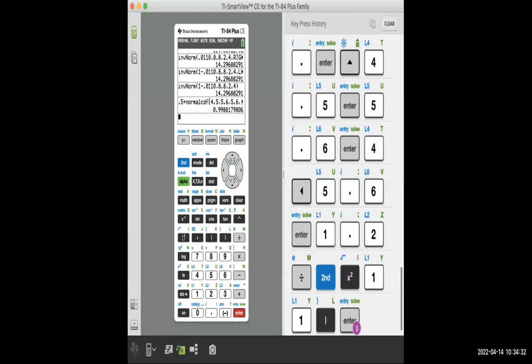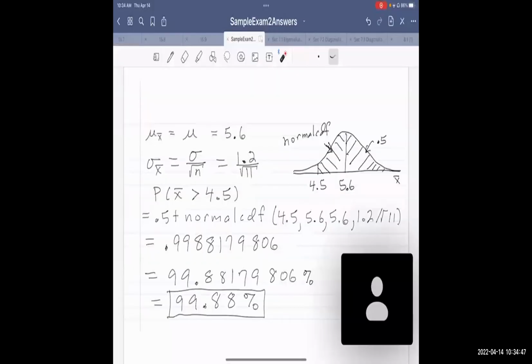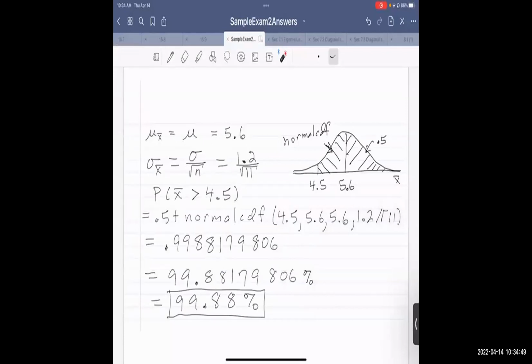So I get 0.9988179806. Let me move my decimal place 2 places to the right. So I have 99.88179806%, and so 99.88%.